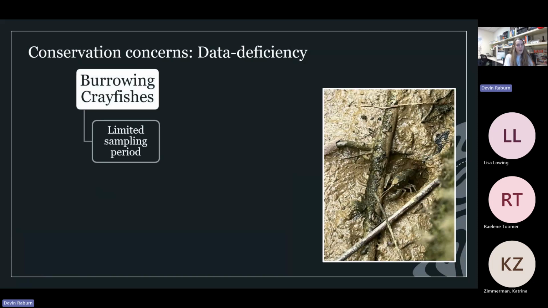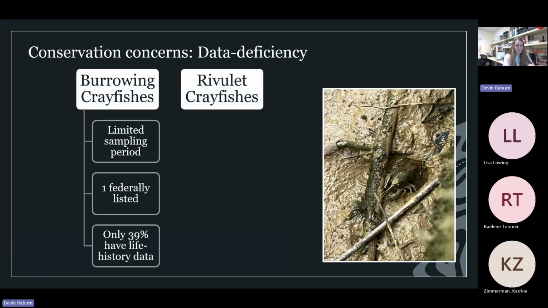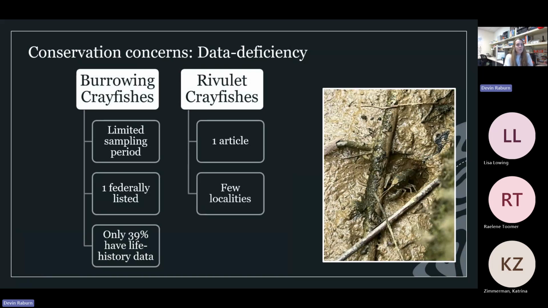And overall, burrowing crayfishes are super data deficient. We have that limited sampling period, and there's only one federally listed under the Endangered Species Act. And only 39% of them have life history data, but it's often incomplete. On top of rivulet crayfishes being burrowing crayfishes and inherently data deficient in that way, they themselves are also data deficient. There's only one article on one of the species in the genus, and we only have those few localities of H. orchnectoides specifically, but of all of the species in the genus as well. So really limited information.